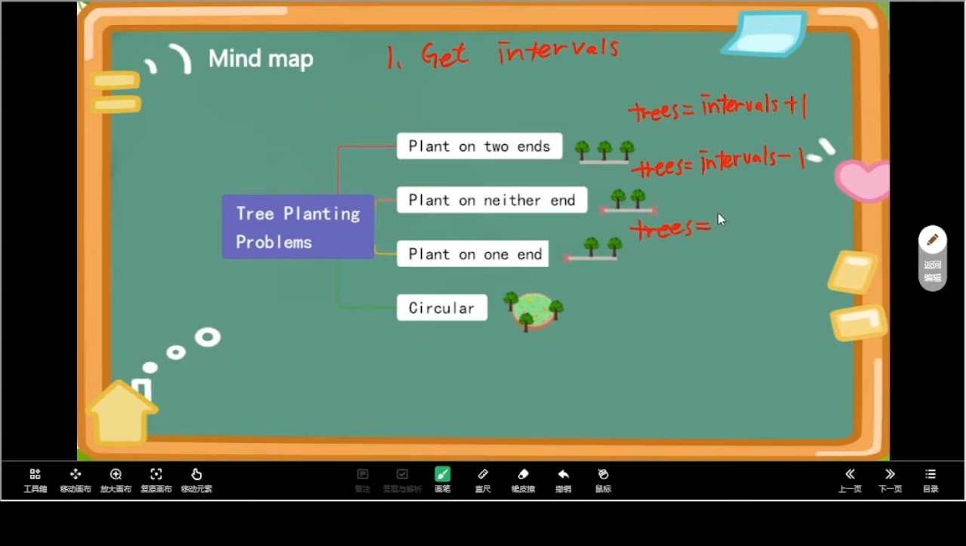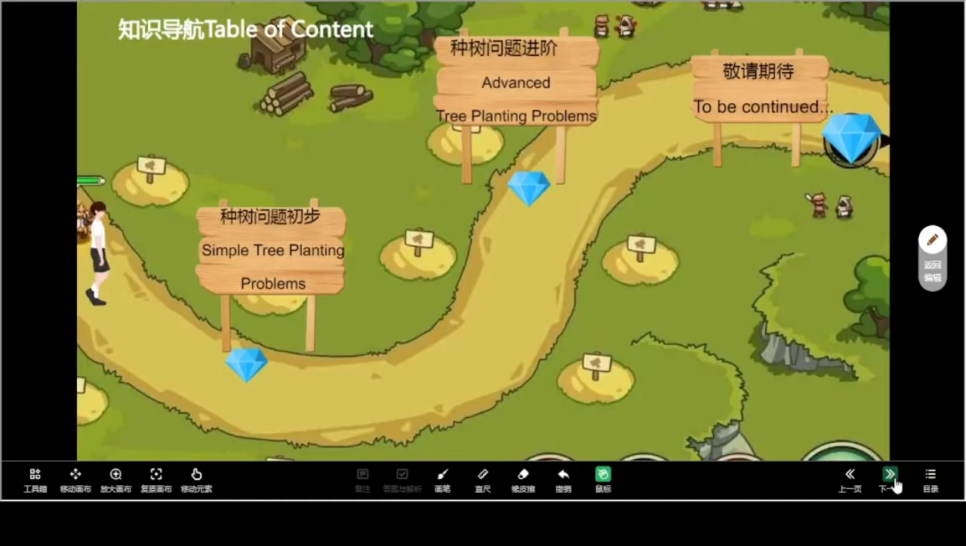And for this situation, if trees are planted on one end, the number of trees equals to the number of intervals. Do you still remember? And for the circular situation, it is the same with this situation. It is also the number of trees equals to the number of intervals. Okay, it seems that you still remember what we have learned last lesson. So let's continue with today's lesson.